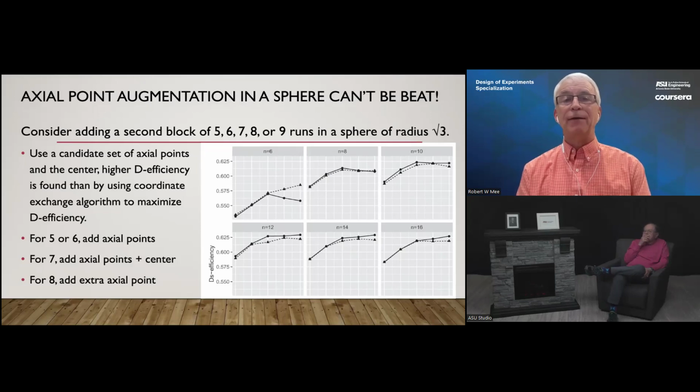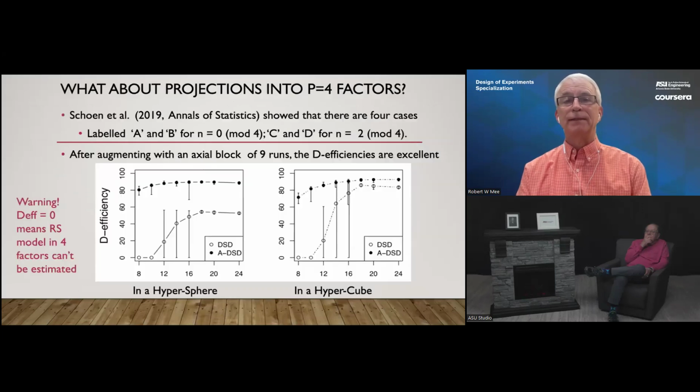We don't necessarily have to run that many points, but what we show in this plot is that if I just use a coordinate exchange algorithm to augment this model, I don't do quite as well as when I augment with the DSD, meaning these axial points do as well as any points that a general algorithm could find. And so I could have a slightly larger block, slightly smaller block, but I still want to use axial points and center points.